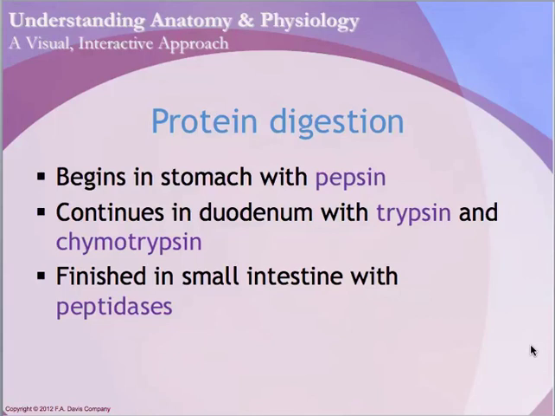Then once it gets into the small intestine, it again comes in contact with the villi, and we have peptidases that break down the remaining peptides into individual amino acids, and then they can be absorbed into the bloodstream. So we have to get the proteins broken down into individual amino acids so that we can absorb them and then reutilize them.